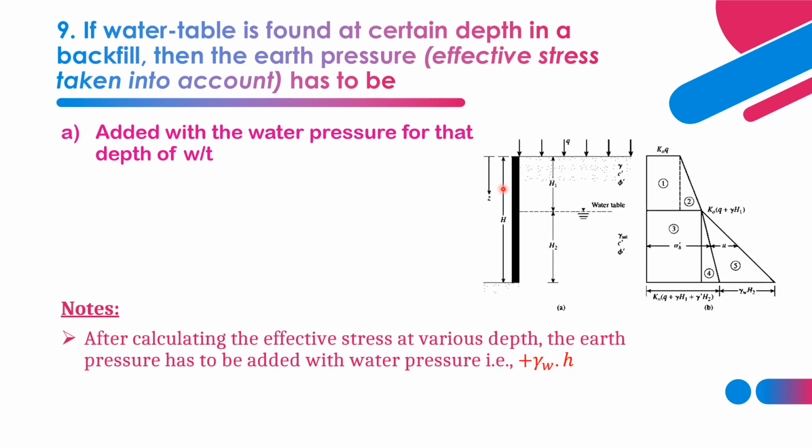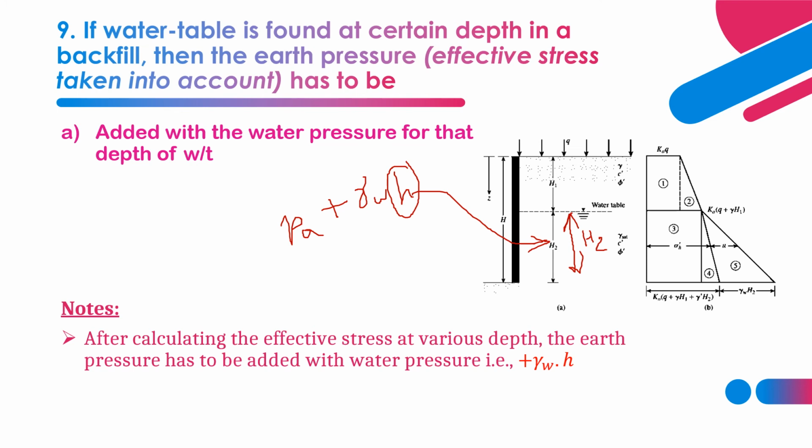Let's see in this diagram so that we can clear what is mentioned here. Here you can see the water table is lying at some h1 depth from the top, or the water table is at h2 meters. What we have to do is first calculate the PP value or the PA value, that is, in case of active earth pressure we find PA value for various depths. After finding that PA value, it has to be added with gamma W into H, where this H is nothing but H2 in this case.